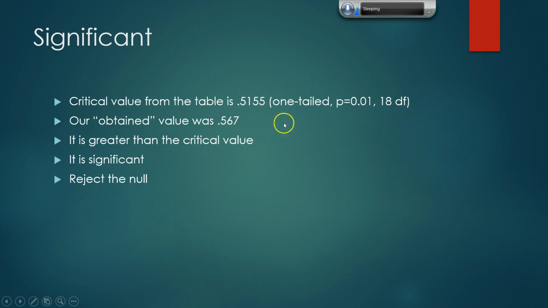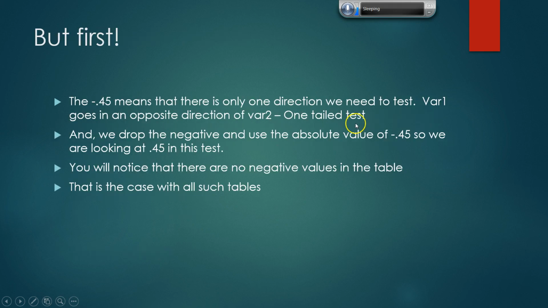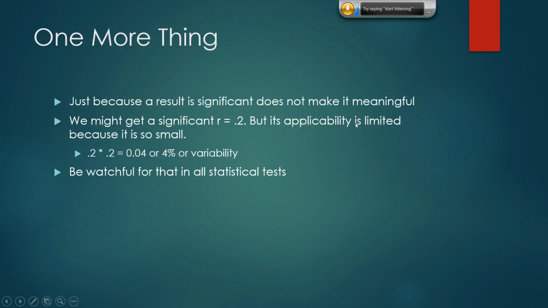We take all that information to the table and we find that 0.5155 is our critical value, and it is lower than the correlation we got. So the correlation we got is in fact significant, and that was the case in both of these. In fact, all 3 of them, in question 1, all 3 parts of A, B, and C, were all significant.